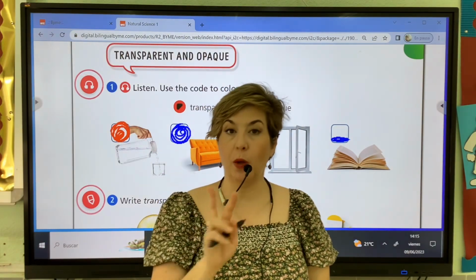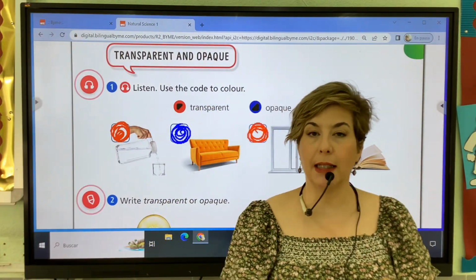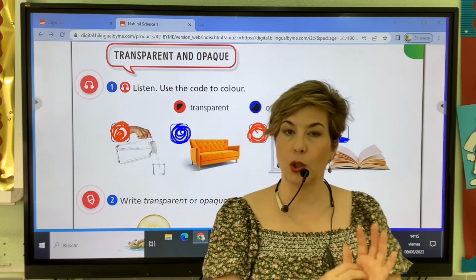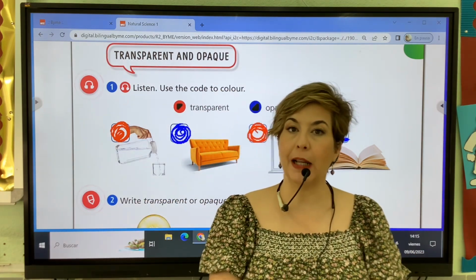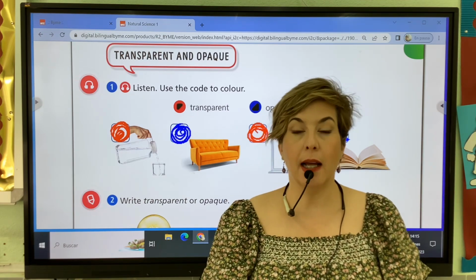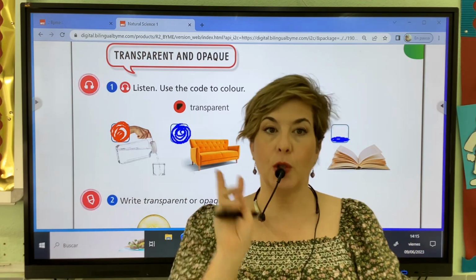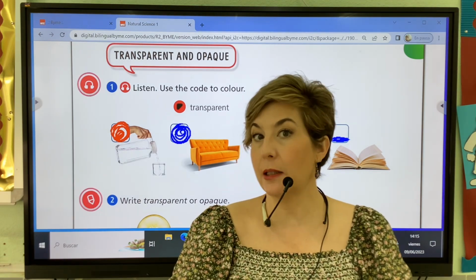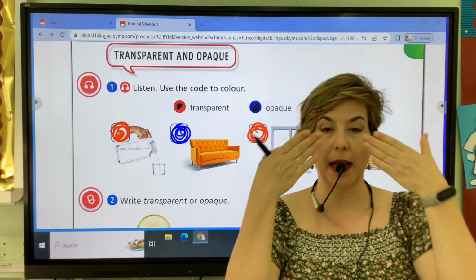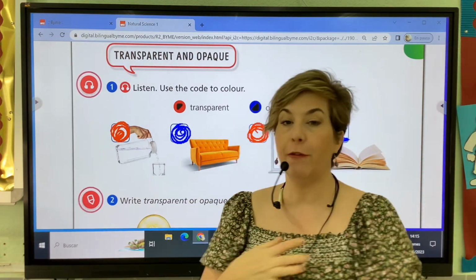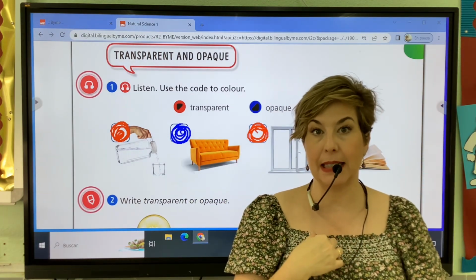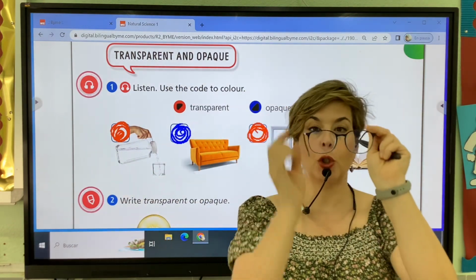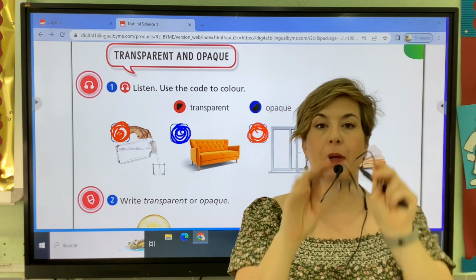In part 2 of the unit, we have studied characteristics of materials. And we have studied soft, hard, flexible, or rigid. Now we are going to study 2 more characteristics of materials. Materials can be transparent if you can see through them. For example, my glasses. My glasses are transparent because you can see through them.